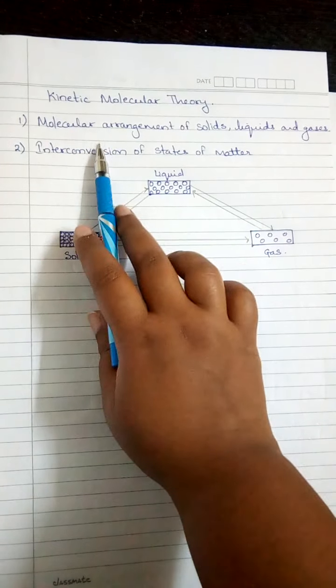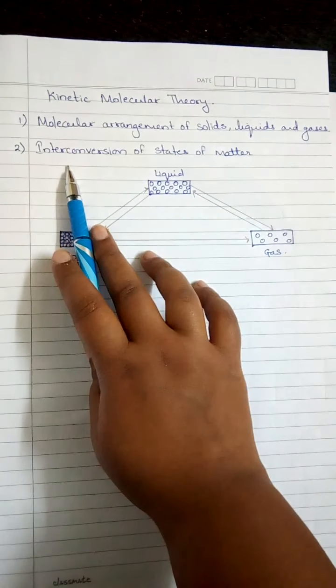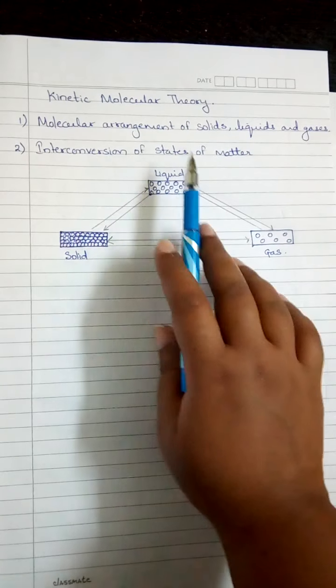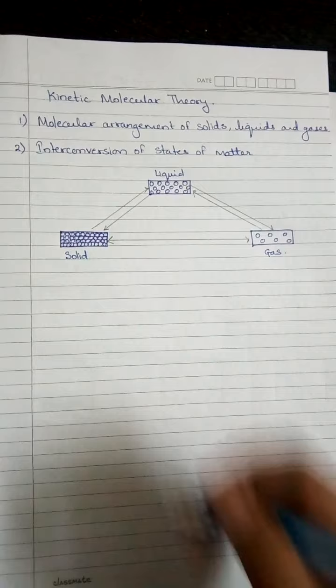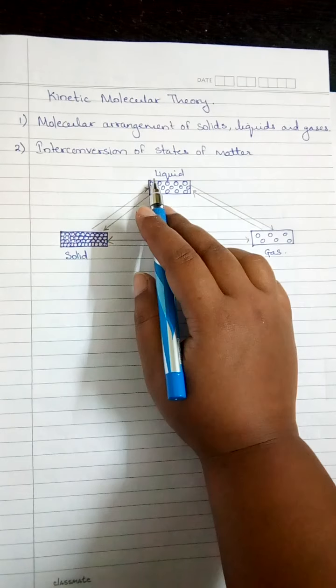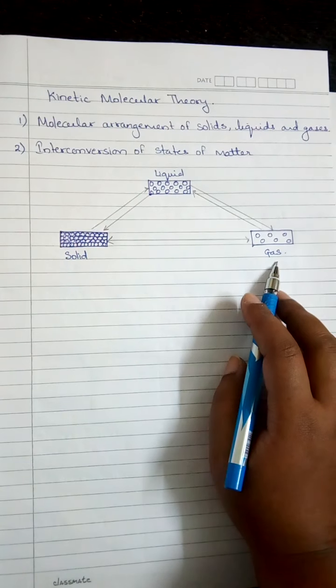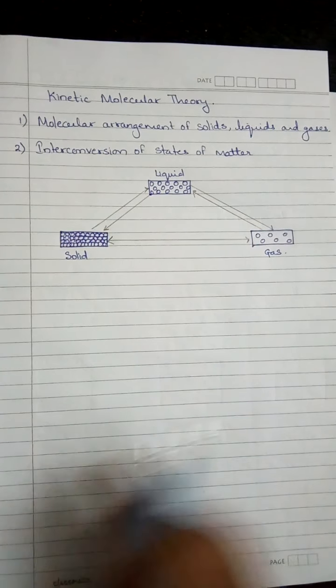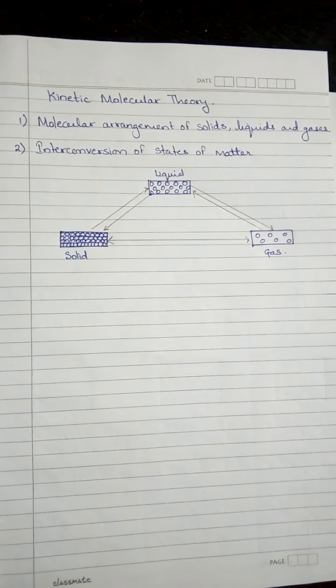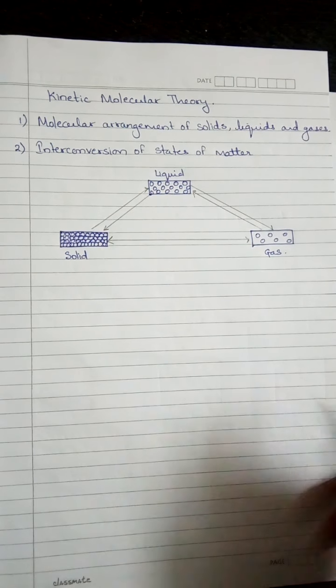Next one, the kinetic molecular theory also tells you about the interconversion of state of matter. Interconversion of state of matter means changing of state from one state to another. The matter is changing, it is called interconversion. Like a solid will change to liquid, a liquid will change to gas. This will happen because of temperature. Now we will discuss the temperature, as we said that kinetic energy is directly proportional to temperature.